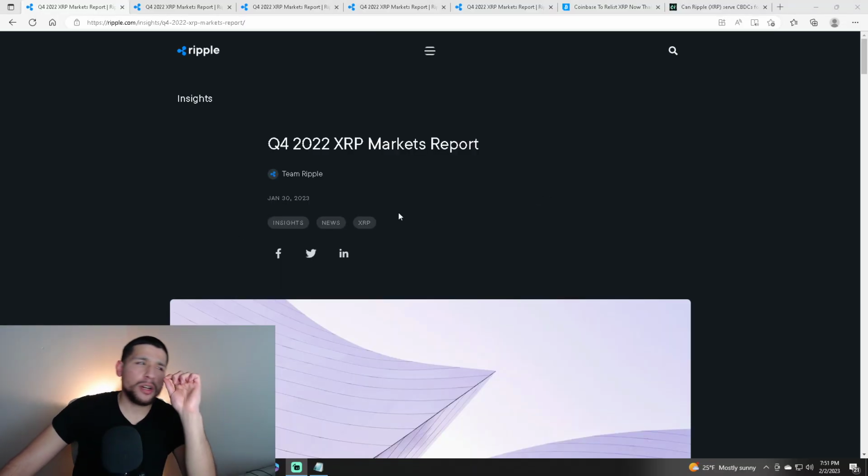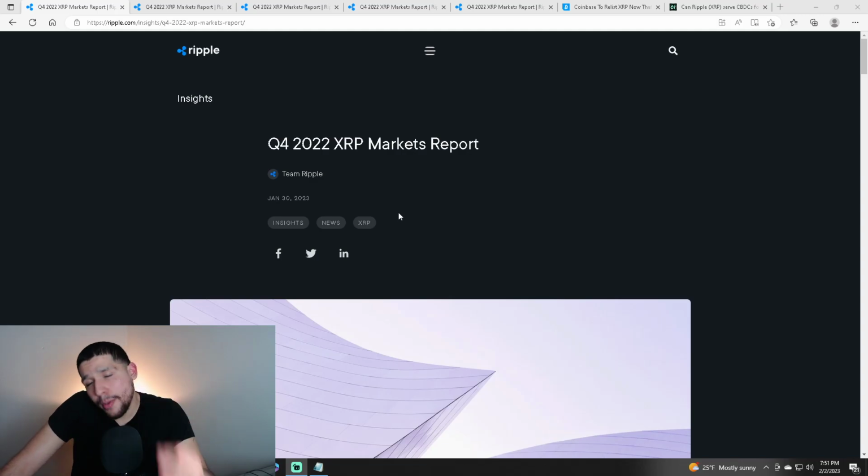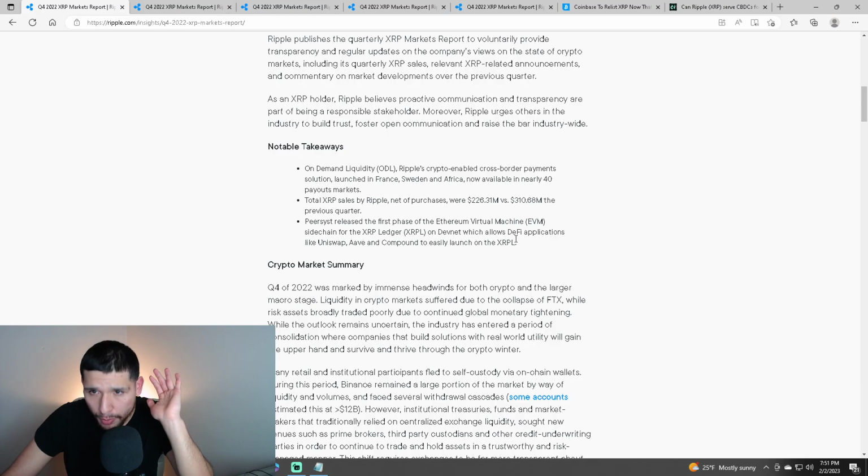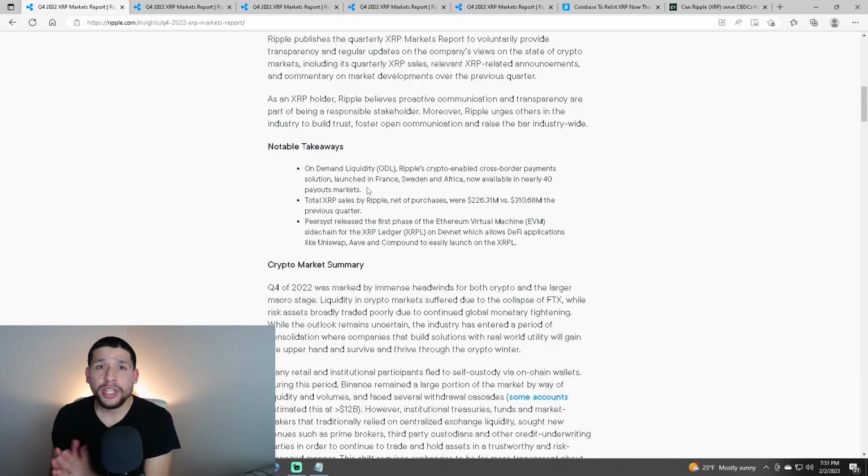So we're going to first start off with the Ripple quarter four reports. Scrolling down, we have some notable takeaways from here. The first one being ODL, on-demand liquidity, which was launched in 2018 by Monica, who is now the president of Ripple. This is some bullish news already.